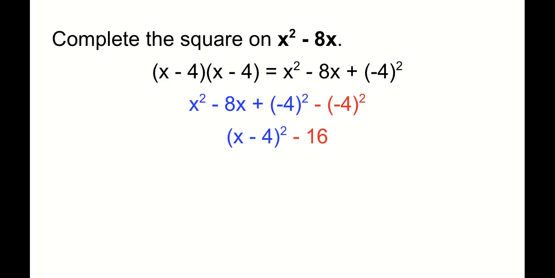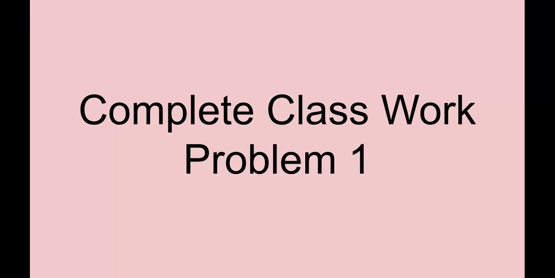And then the red just stays along with the red. All right, so that means that x squared minus 8x is the exact same thing as (x minus 4) squared minus 16. All right, that's our deal. Okay, so stop this and you want to complete classwork problem number 1.